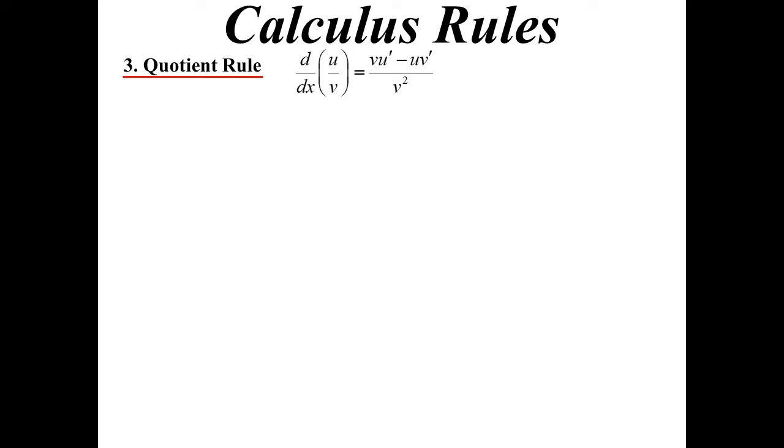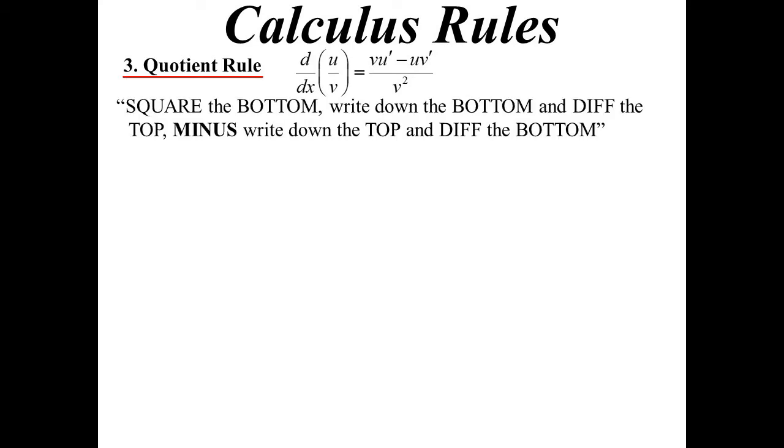Now I suppose theoretically you could use the product rule for any of these situations because you could always rewrite the denominator to the power of -1. So that is an option. But we have a much more fun way of doing this. Oh, and there's the technical rule, yeah, fair enough. No. Square the bottom, write down the bottom, diff the top, minus, write down the top, diff the bottom.